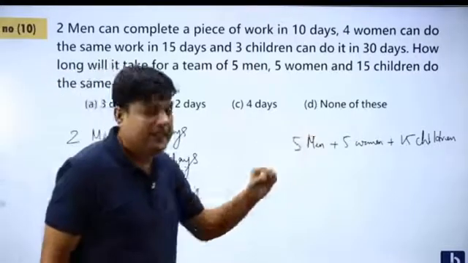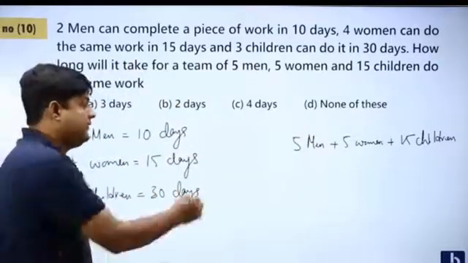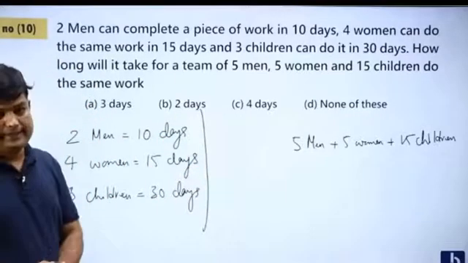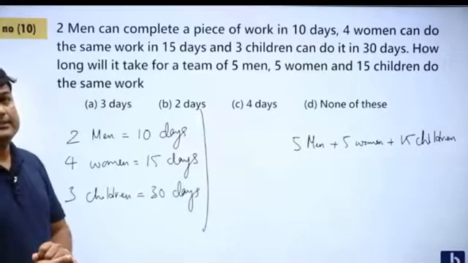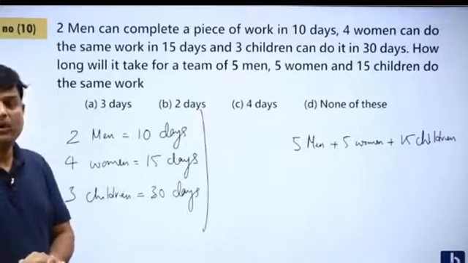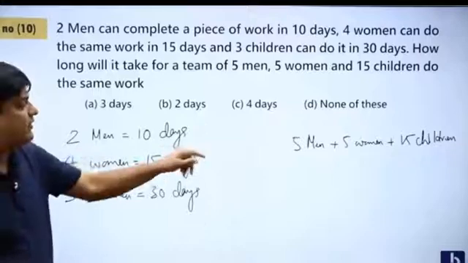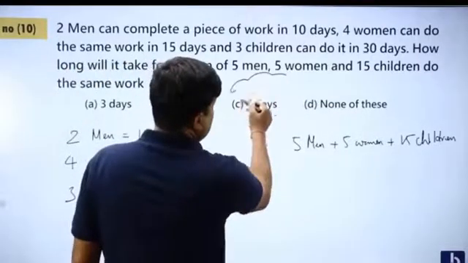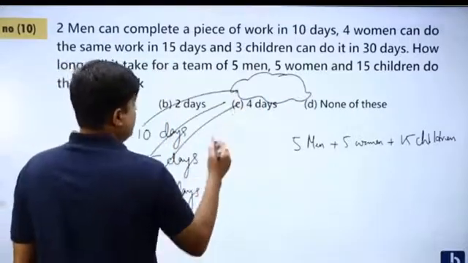In order to get the answer, never ever add the days. Always add the work. Now, listen everybody. Here, 2 men can do in 10 days. So I want 1 man. How to do this question? Just try to take the LCM. What is one number which is going with 10 also, 15 also, 30 also? I guess the number is 30.